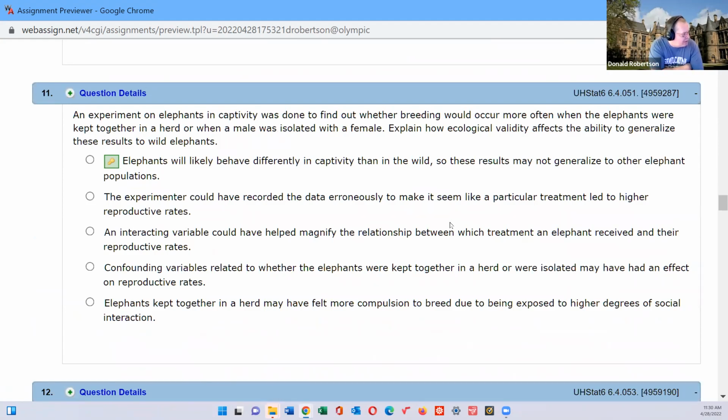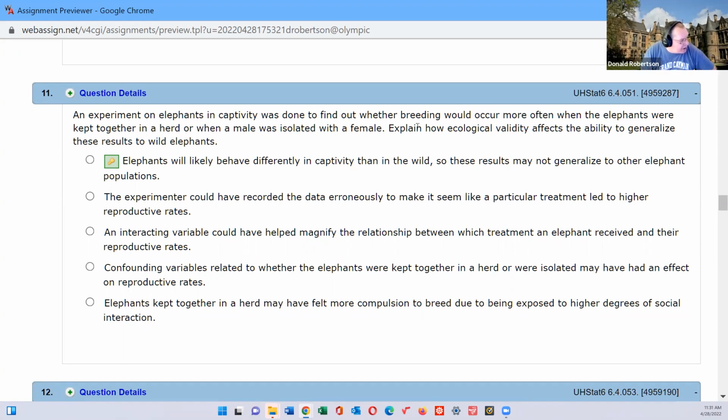Now, an experiment on elephants in captivity was done. What they wanted to see was whether elephants would breed more often if the male and female were part of a herd, or if you just isolated the male and female and put them in a separate area on their own. It wouldn't surprise me if one of those increased the pregnancy rate, right? So you get more baby elephants out of it.